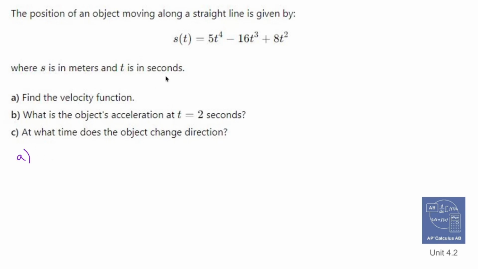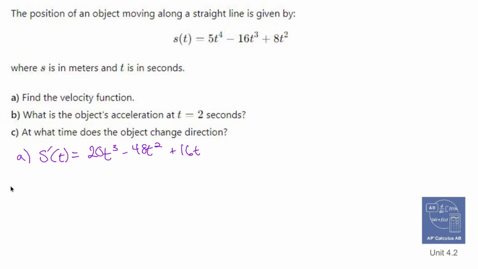Well, the velocity function involves me just taking the derivative of the position function, and that's it. Not plugging in anything. So the velocity function is going to be s prime of t equals power rule, power rule, power rule. Drop down that 4, 20t to the third. Drop down that 3, 48t squared. Drop down that 2, 16t, and that's my velocity function. No harm, no foul. Easy peasy lemon squeezy.